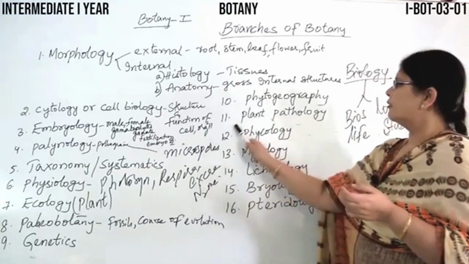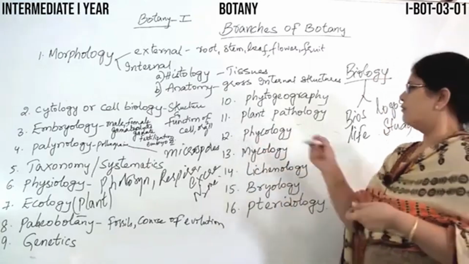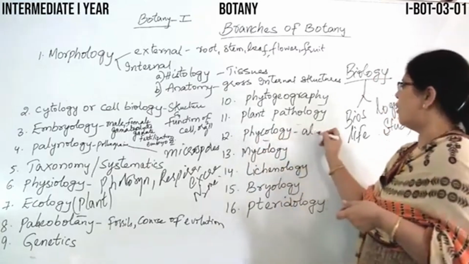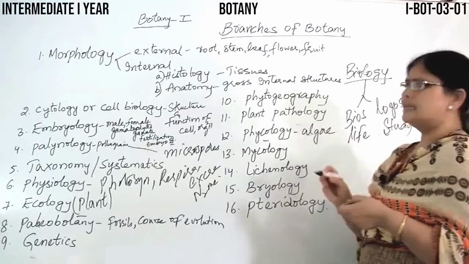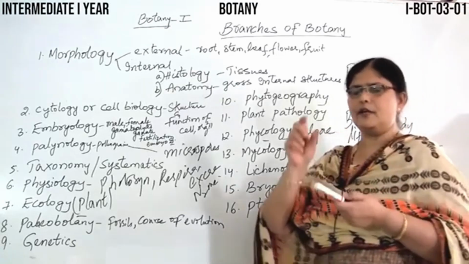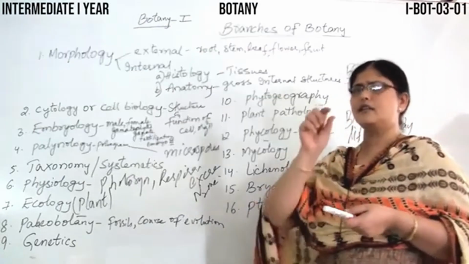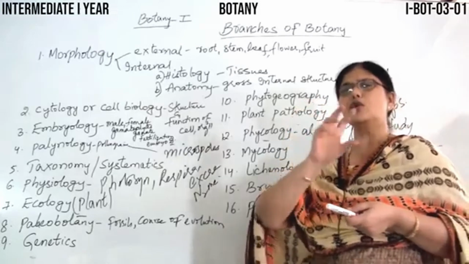Next comes the branch called phycology. Phycology is nothing but the study of algae. These are very primitive plants. They are very microscopic and primitive plants, and they are the chief producers in oceans and seas.